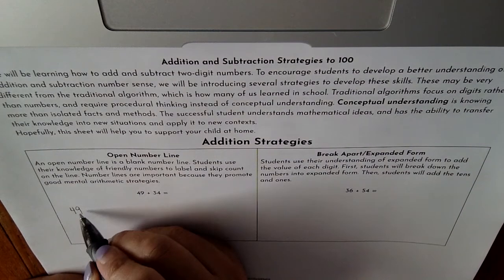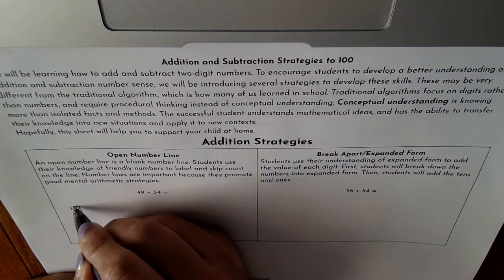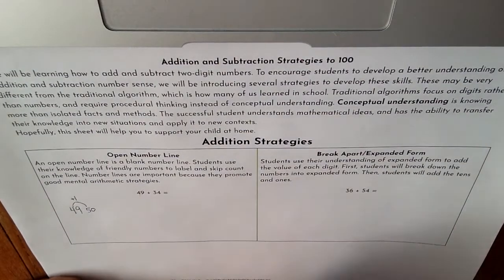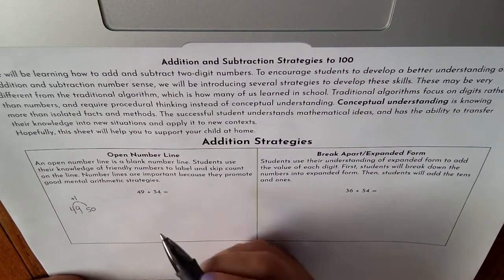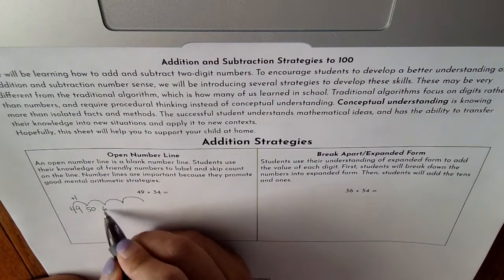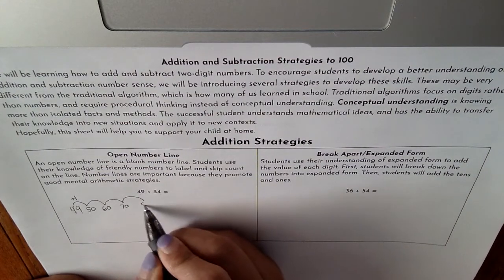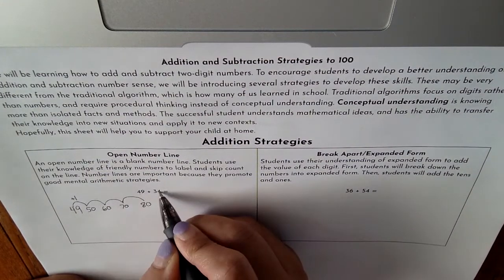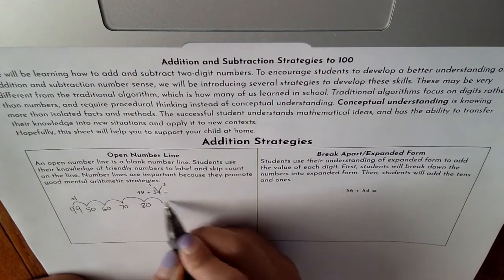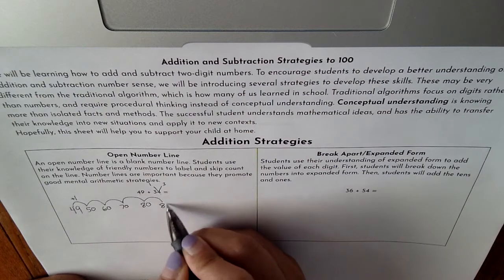So the best thing to do is start with the next friendly number. So the next jump should be 50, and so I added 1 here. I need to add 34. So now I'm going to jump 10, 20, 30, and that will get me 60, 70, and 80. There's the 1 from here, and so now I need to jump 3. And then we add 3, and then we should land on 83.